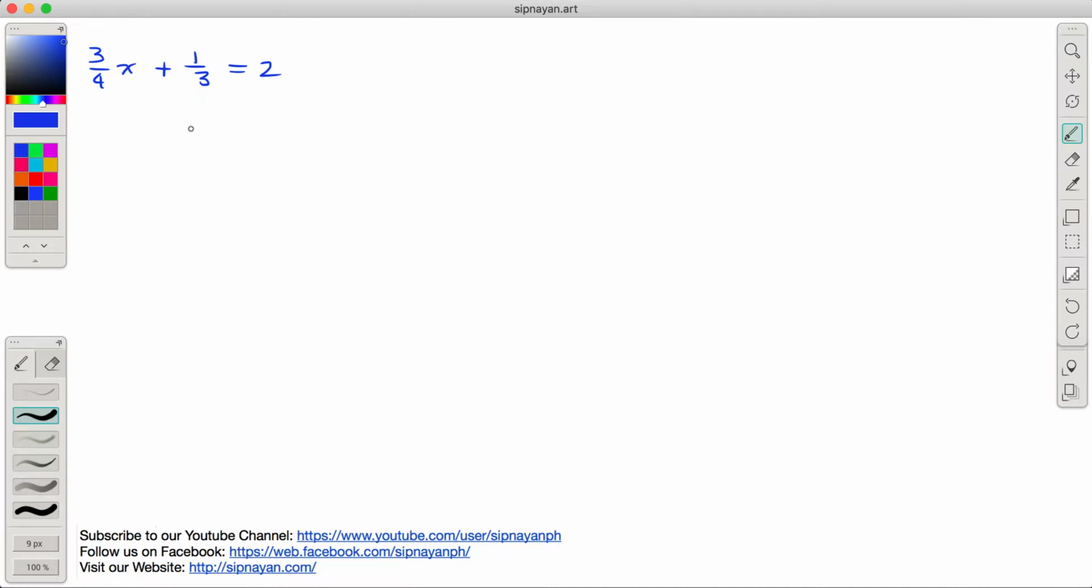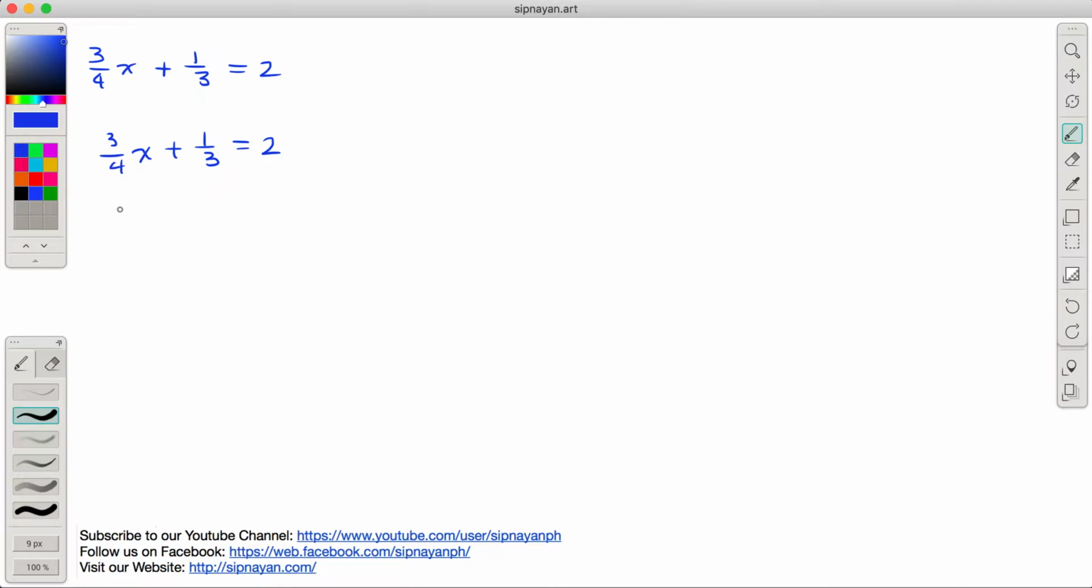So pag ganito, ang gagawin natin is we can solve the equation as is or we can get rid of the fraction. So, meron tayong dalawang methods dyan. Una, we can just solve the equation as is. So, magma-minus tayo ng merong mga fractions. Anyway, kung master nyo yung fraction, wala naman siguro problema. So, magiging 3/4 x plus 1/3 equals 2.